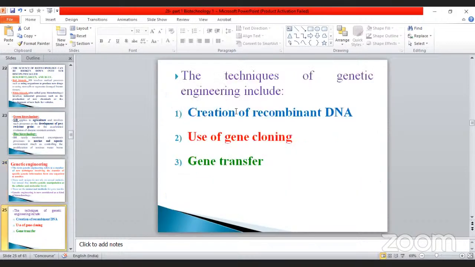The next one we should already know very well. The technique of genetic engineering includes 3 steps, which is very, very important. What are they? First is the creation of recombinant DNA, where different strains are united together and form a single gene called recombinant DNA. After that, the gene is used for cloning purposes. During the cloning process, a transfer material, the vector, is also used, and also the host cell. So these are the 3 very, very important steps.